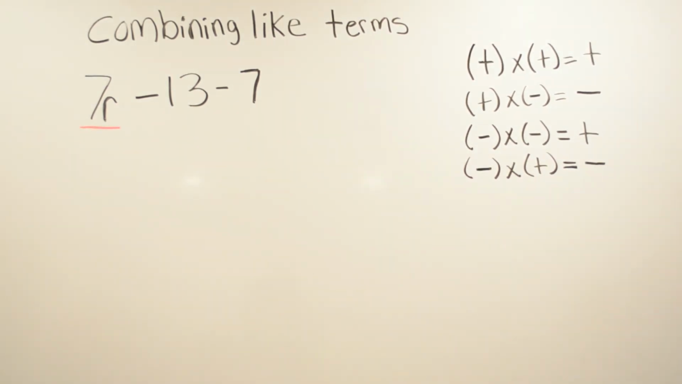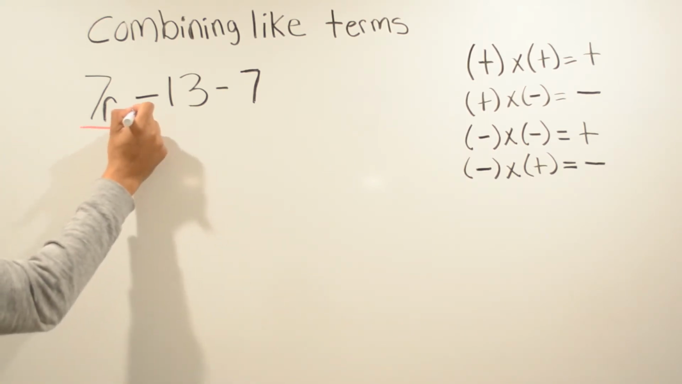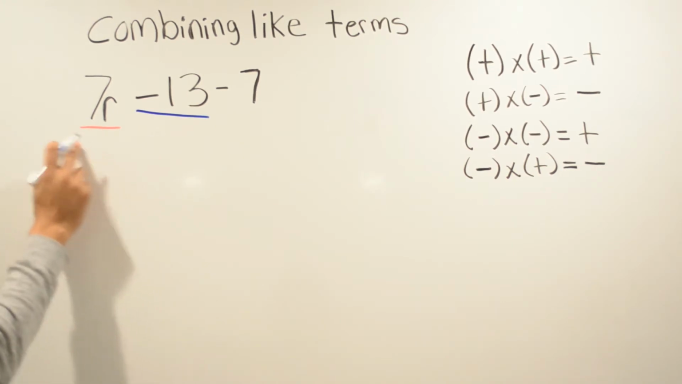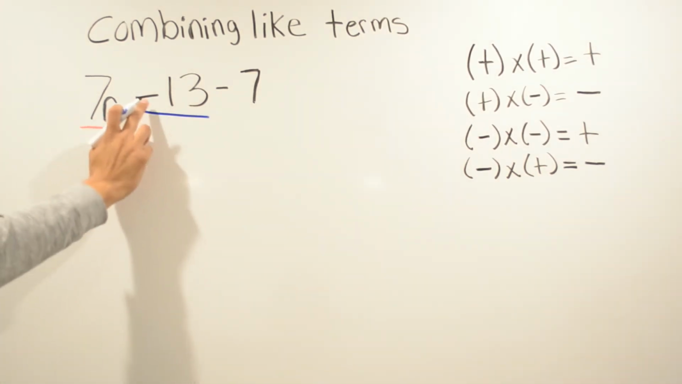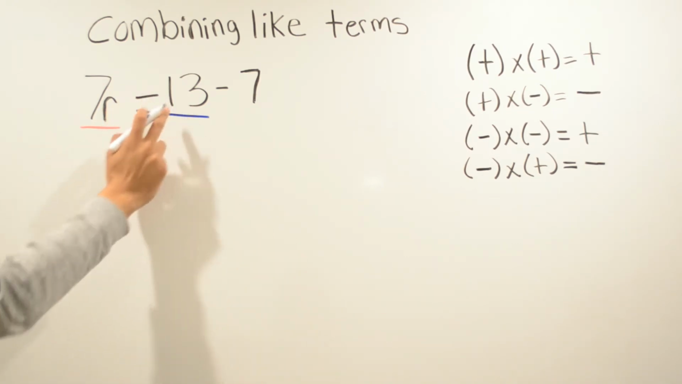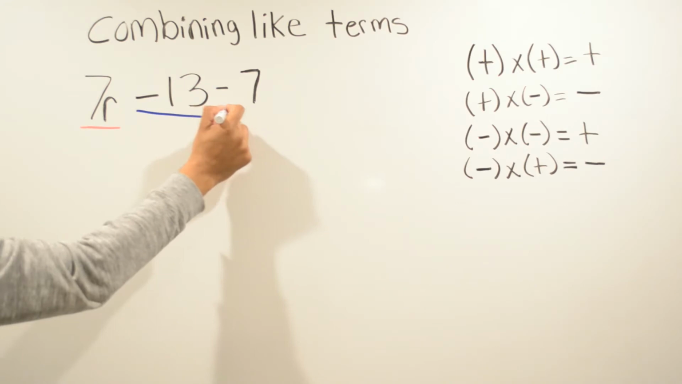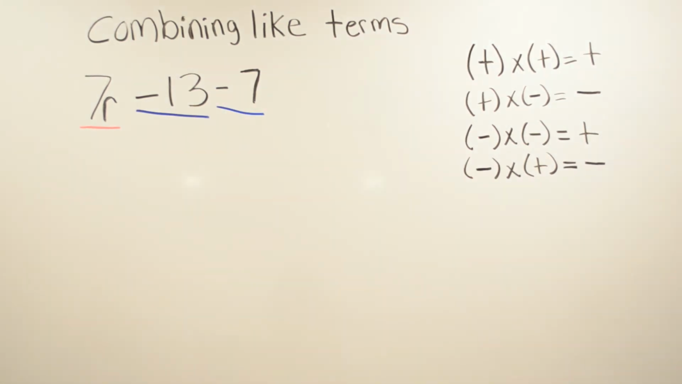And then on the other hand, we have only numbers. I'm just going to underline them with a different color. So in this case, I underlined 7r with a red marker, and I underlined just the numbers with a blue marker. So we have negative 13 and we have negative 7. So I went ahead and just underlined it so I won't get confused. And so that way I can combine what I can combine.